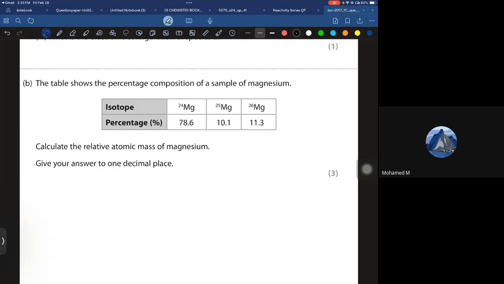So, you know what you are doing for this. The formula is isotopic mass multiplied by abundance. Like I mean to say, it would be 24 times this, 25 times this, and 26 times 11.3, and then divided by 100.